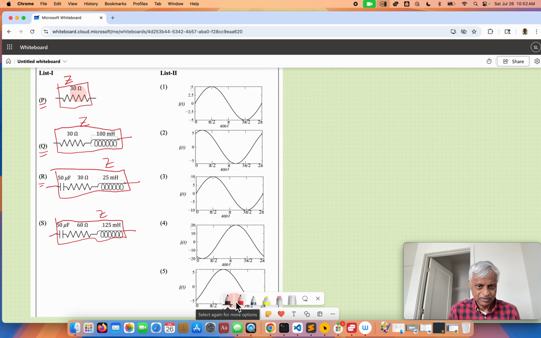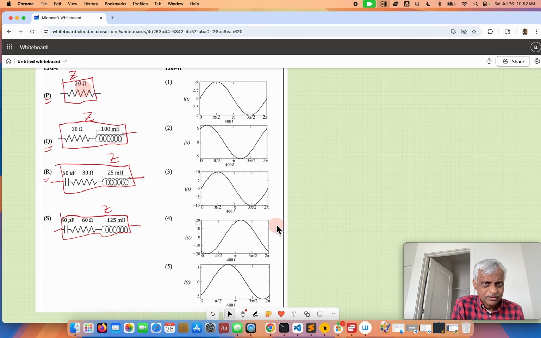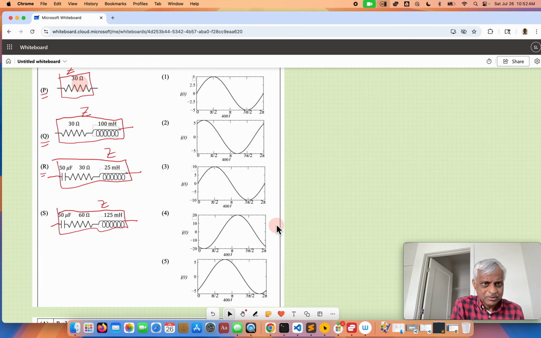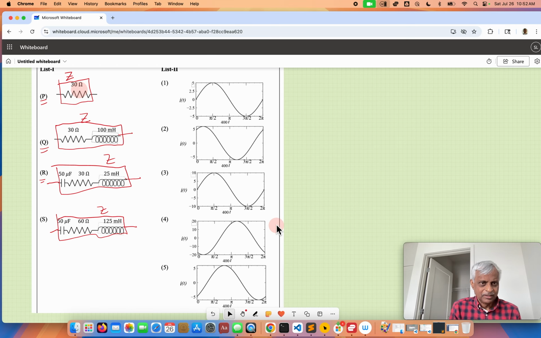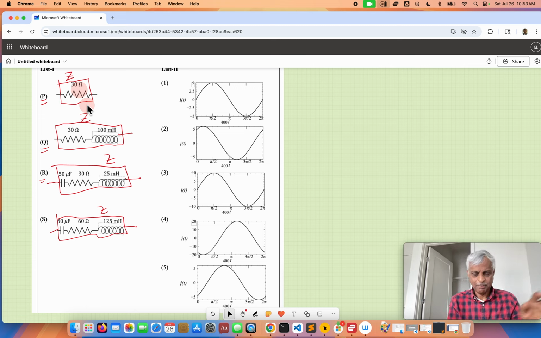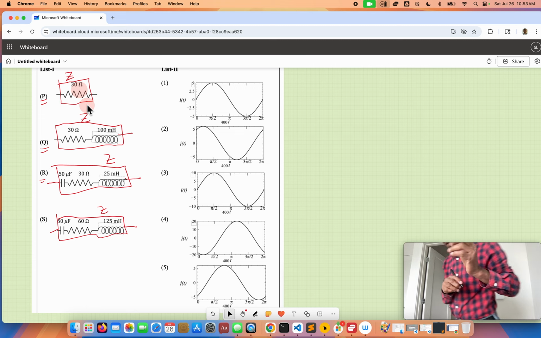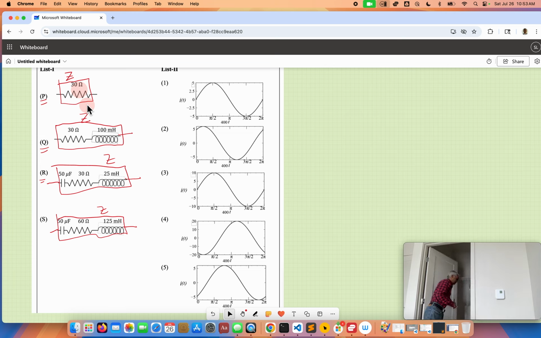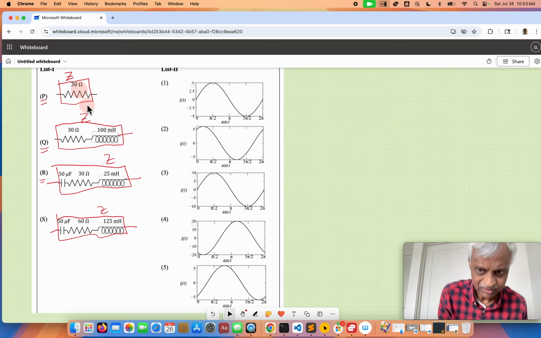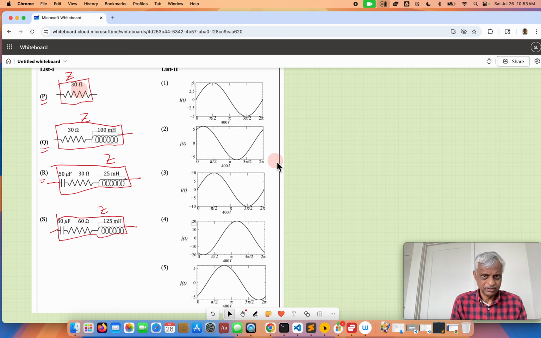All right, so how do we solve something like this? You have to know what impedance means. Impedance is a kind of concept related to resistance.